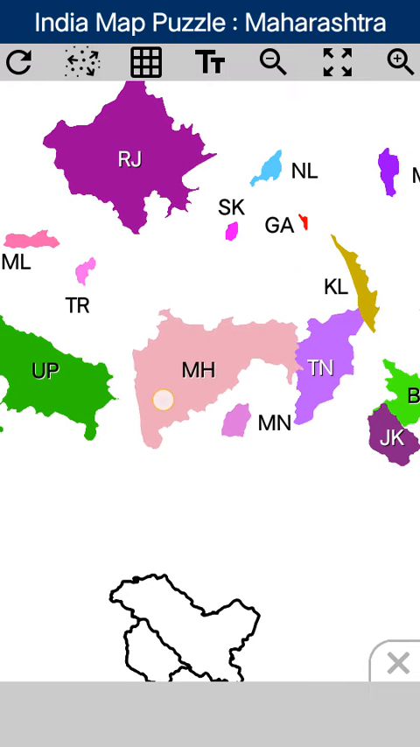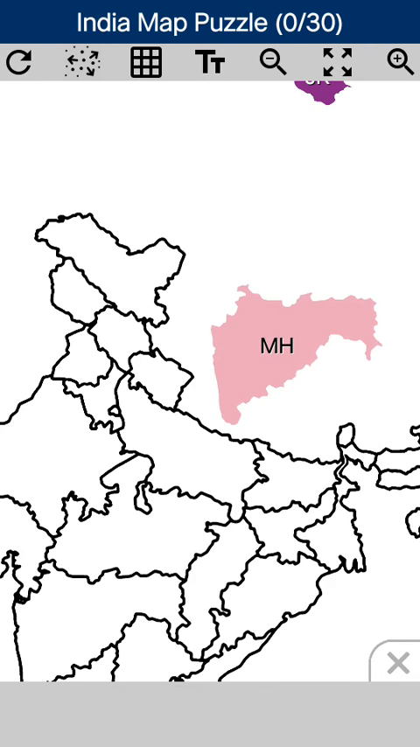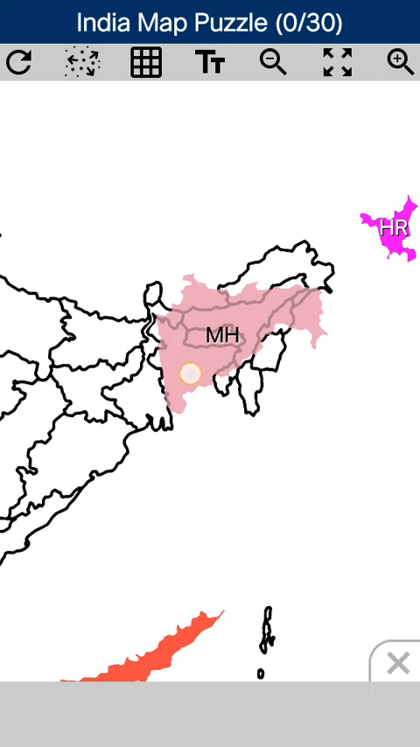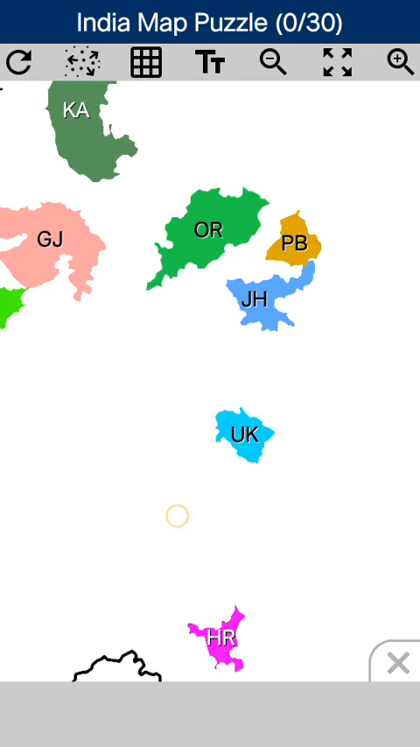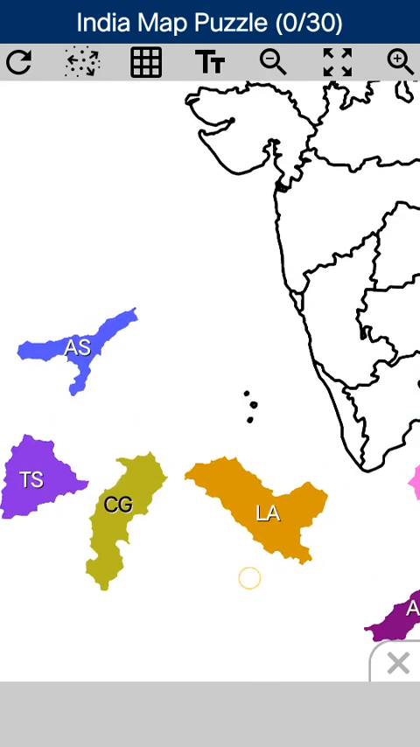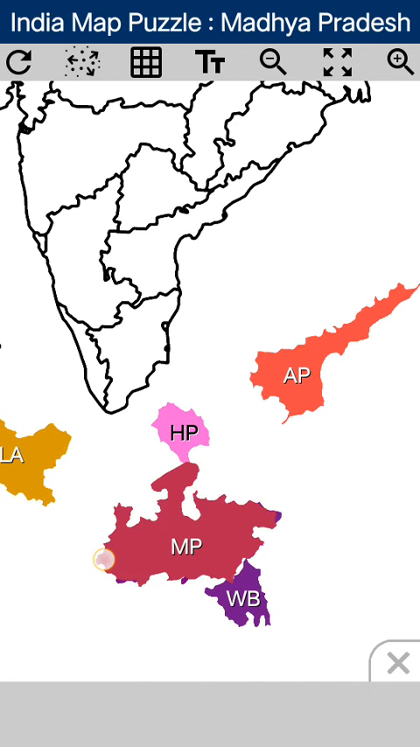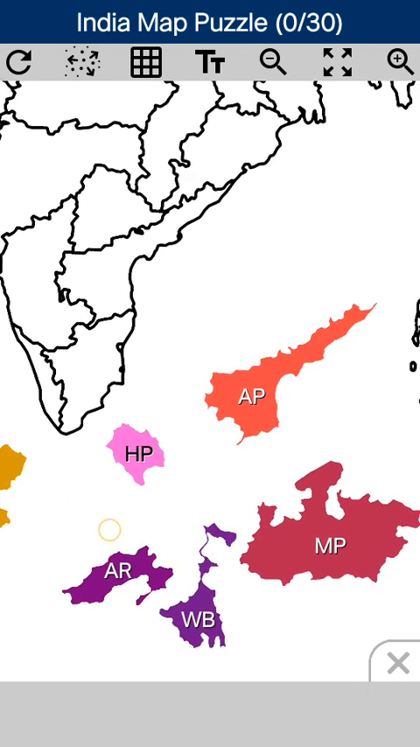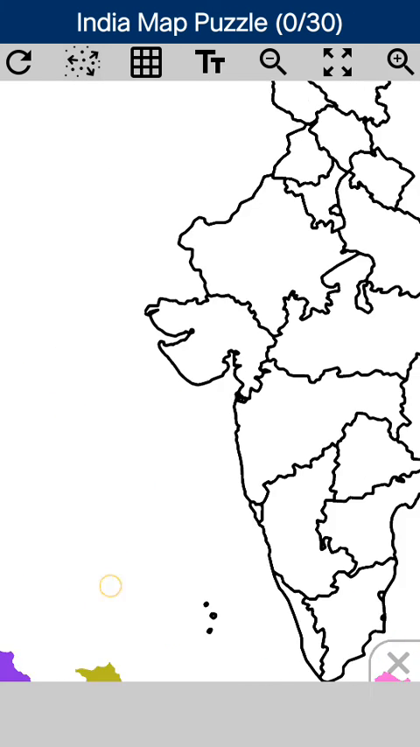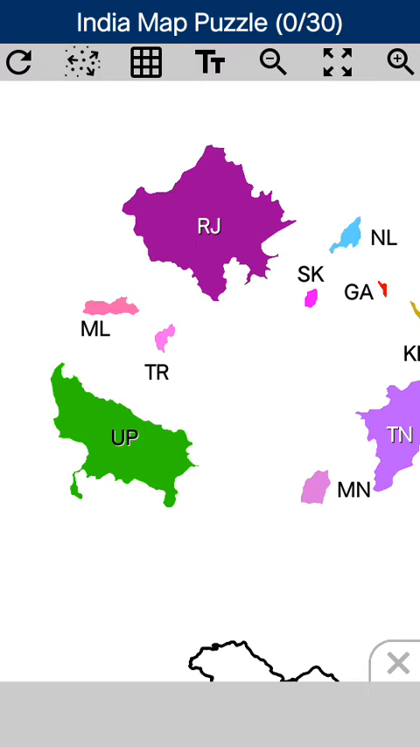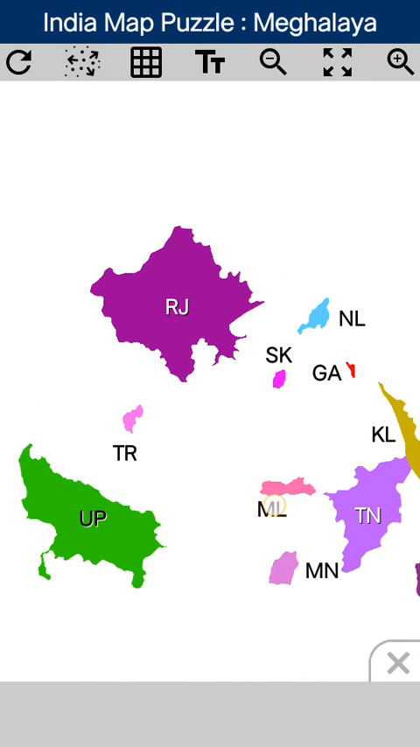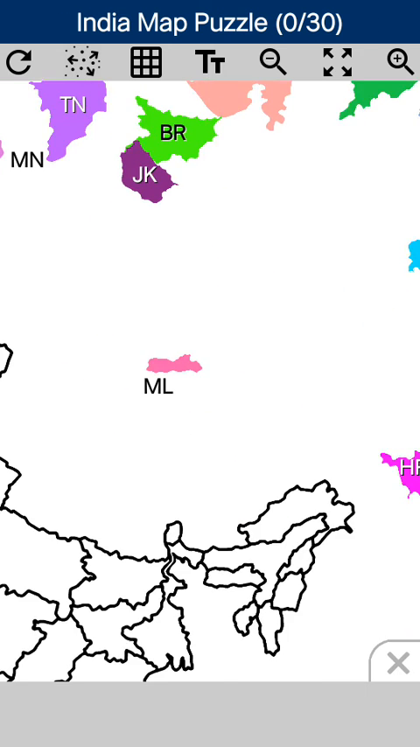Okay, this is Meghalaya, I think so. So we'll just put this at the place of Meghalaya. Let's see where is Meghalaya. No, this is not part of Meghalaya. Okay, let's find out where is Meghalaya. Okay, this is MP. Not found yet. We'll find out, don't worry. I think this is Meghalaya. ML. Let's see. Where is our Meghalaya?